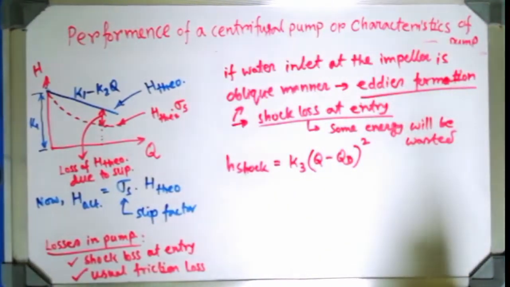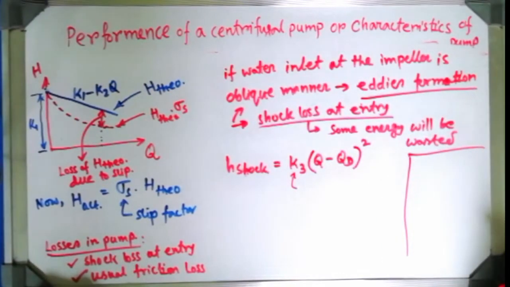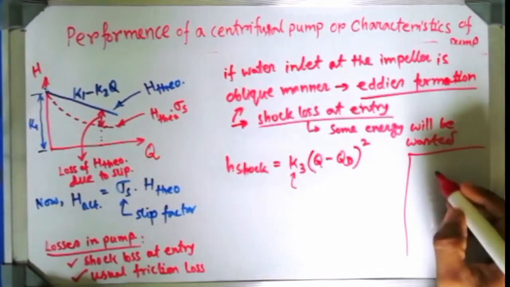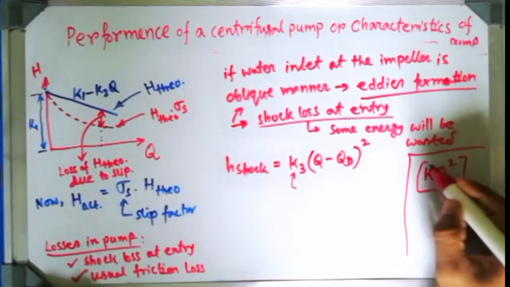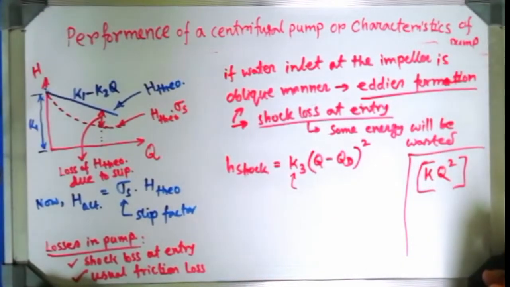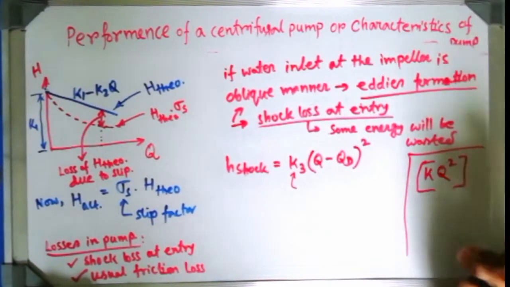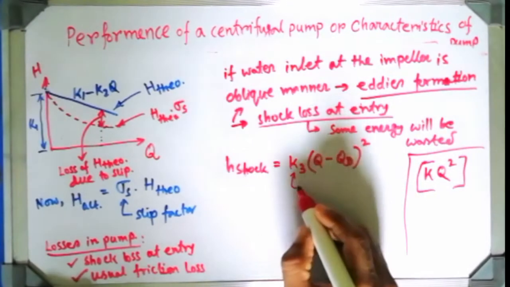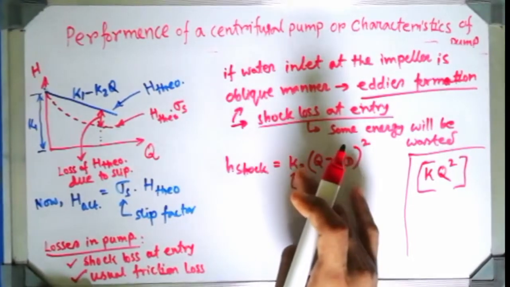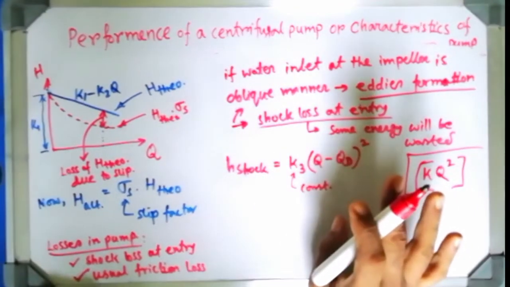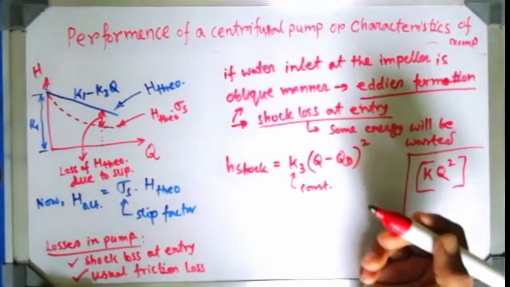Now let me clarify what that is. First thing, we have already seen that for minor losses in any pipeline, it is explained by K Q square. That is a particular pattern for finding any minor losses. K is a particular constant, and Q is the flow rate or discharge. So here K3 is basically a constant. Why am I putting K3? Already I have used K1 and K2, that is why I am putting K3. There is no special reason behind it. It is a new constant, so K3.